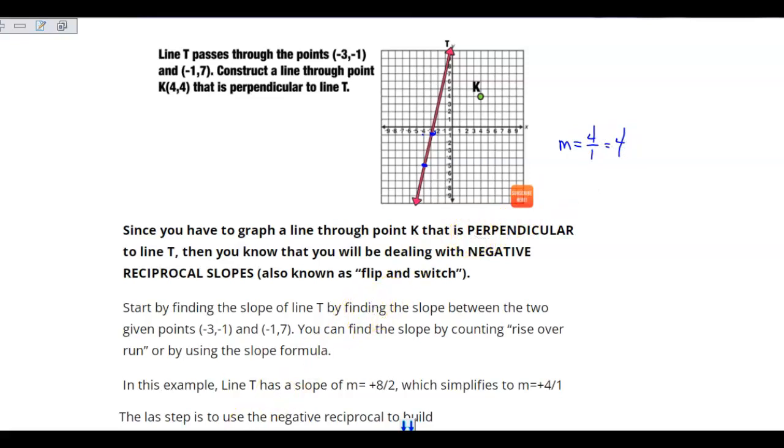And then my green line is going to go through here, and it is also going to do 4. So I can go up 4, 1, 2, 3, 4 over 1. Or I could go down 4, 1, 2, 3, 4, and over negative 1. Either one of those works. Sometimes you don't have a lot of space, and so you kind of have to be a little different about how you create those points.